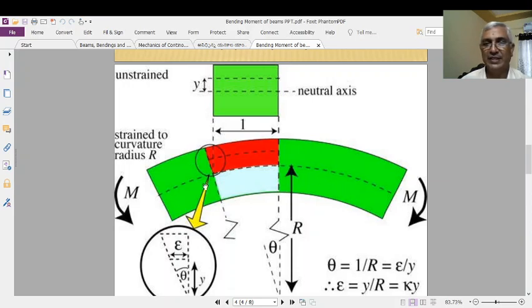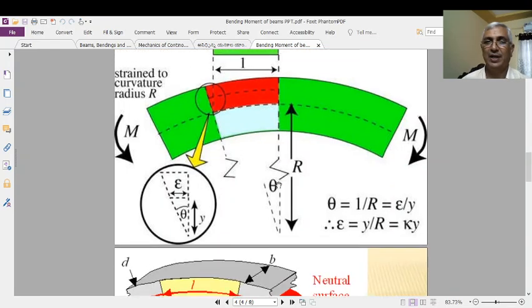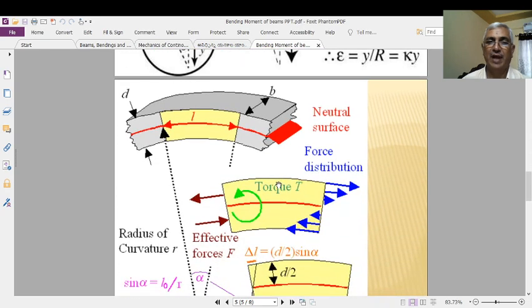We know that this is the neutral axis or neutral layer. The neutral layer dimension doesn't change; it remains constant. The neutral axis length remains constant. The upper layers expand, the lower layers contract. All these things are shown here, and in detail also. The red one is the neutral layer, these are the upper layers, and these are the lower layers.